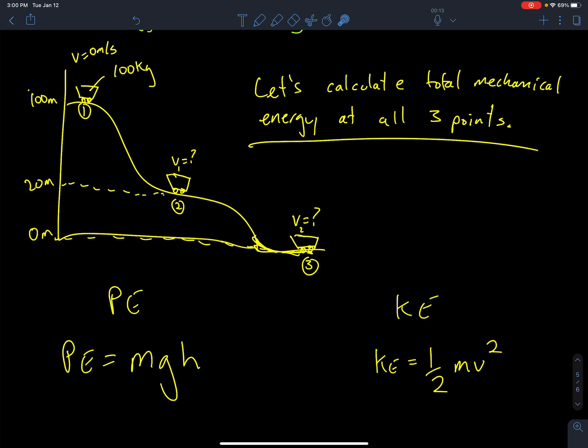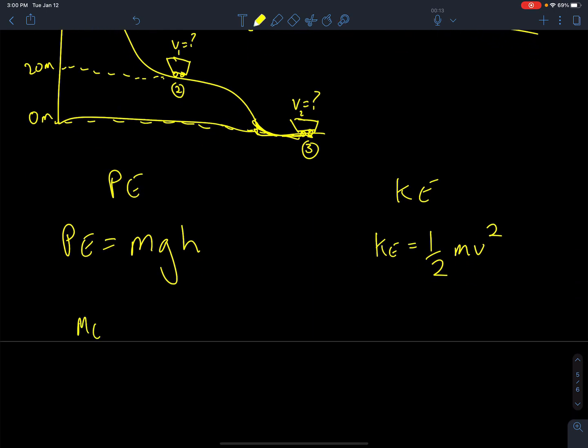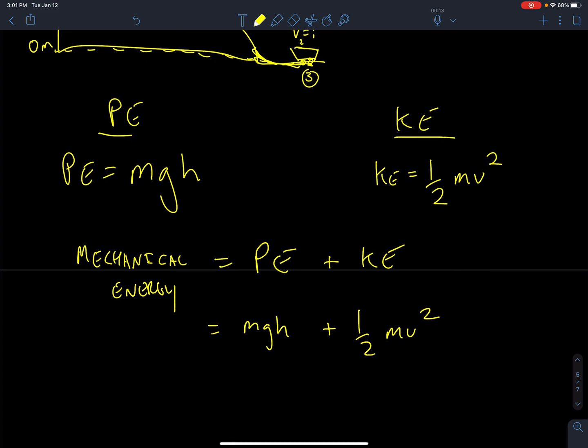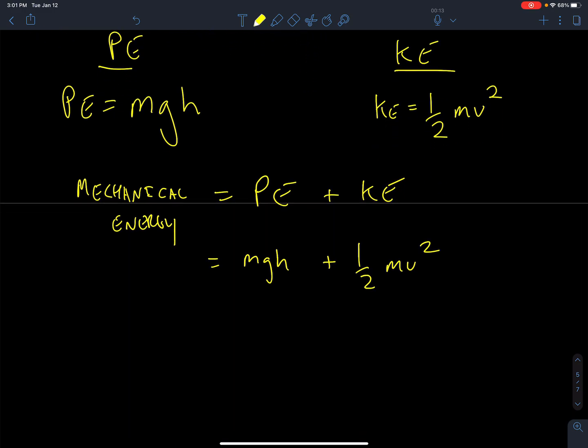Okay, so at position 1, how do I calculate the total mechanical energy? Well, the total mechanical energy is only going to be really potential energy, but remember, total mechanical energy is equal to the PE plus KE, potential energy plus the kinetic energy. So my mechanical energy is going to be equal to mgh plus 1/2 mv squared at any point in time. So at the top point, my velocity is 0. So let's plug these numbers in to calculate the total mechanical energy.